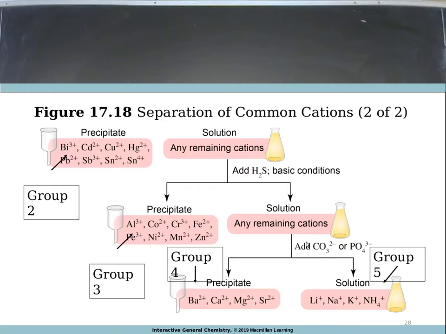But anyway, if you add calcium carbonate or phosphate, then these will precipitate out as group 4, and so if a precipitate forms at this point, then you have one of these 4 cations. Filter it out, and then what could possibly remain in solution is lithium, sodium, potassium, and ammonium. And this is as far as your textbook goes.